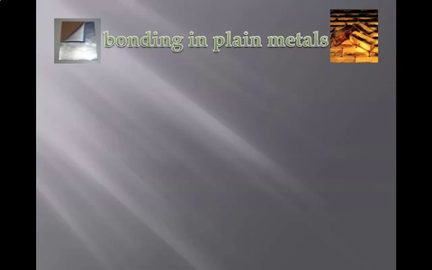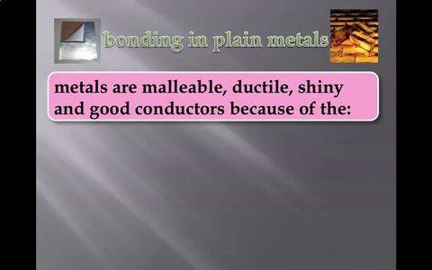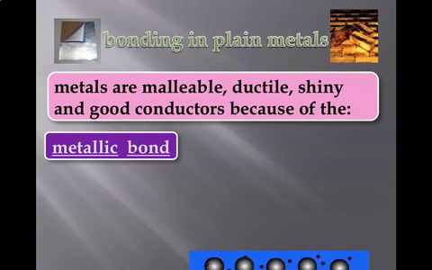Okay, now we're going to talk about bonding in plain metals. Metals are malleable, ductile, shiny, and good conductors. They're malleable, which means they can be hammered out into a sheet. They're ductile, which means they can be drawn into a wire. And it's because of the metallic bond.